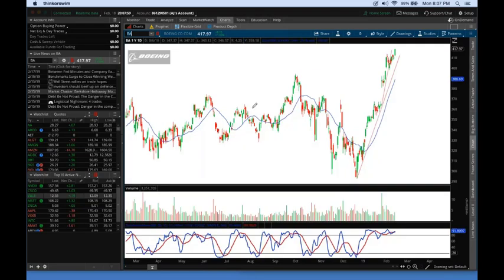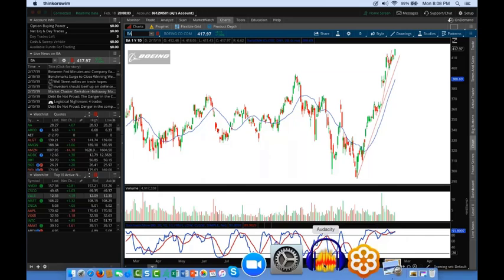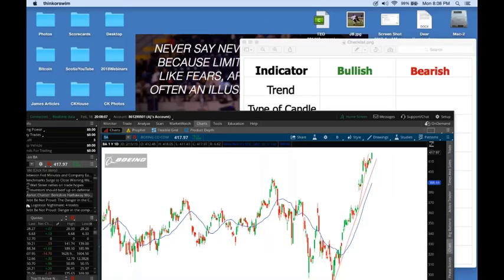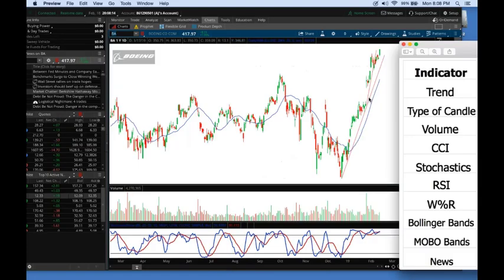And where did my checklist go? I just had it. Oh, there it is. Okay. So let's look at the trend. Well, the trend is up, obviously. You see the trend. The type of candle is fairly green, and the volume is high, right? So here are the first 3 things on the checklist. The trend is up, the type of candle is bullish, and the volume is fairly strong, right?